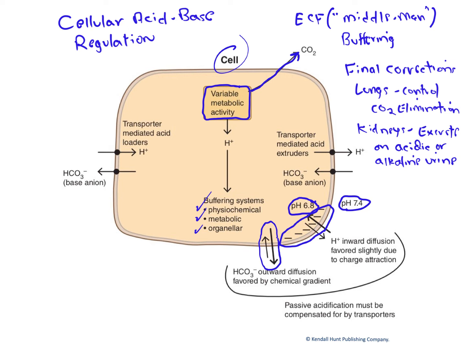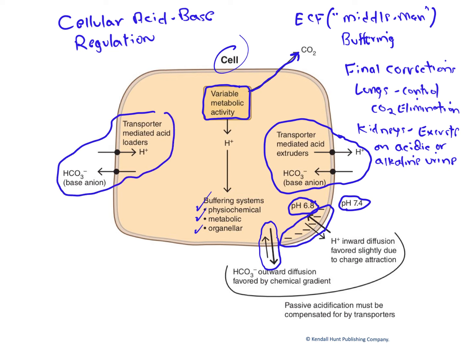Logic tells us that if this passive acidification is happening basically all the time, cell membranes must have transporters in them that serve to act as either acid extruders, shown on the right, or acid loaders, shown over here on the left. Let's think about the acid extruding mechanisms first. How would we do that? Well, one way is to pump protons out of the cell. The other way is to mediate the transport of base anions, like bicarbonate, into the cell. Like I said, both of those basically have the same effect.